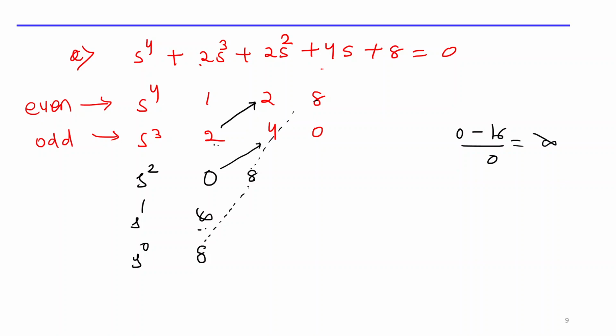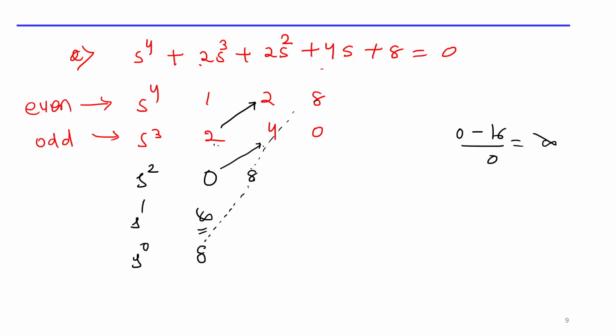Because you don't know the value of infinity, this is an undefined term. So this answer, if you assume by yourself that it is positive infinity, then there is no sign change in the first column. So the system is stable. You have to put the system stable tick mark and come back from the examination.